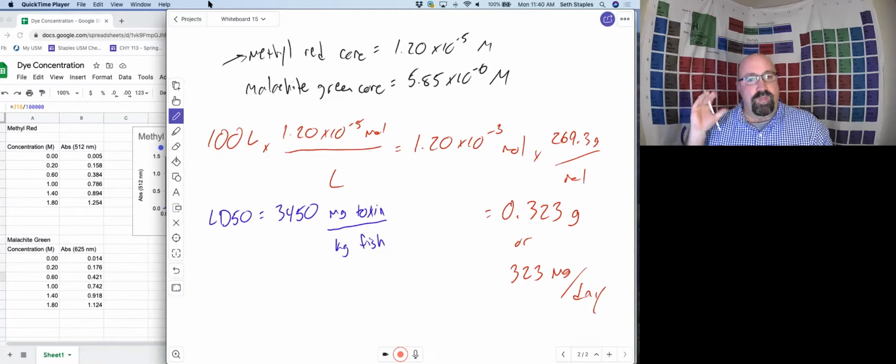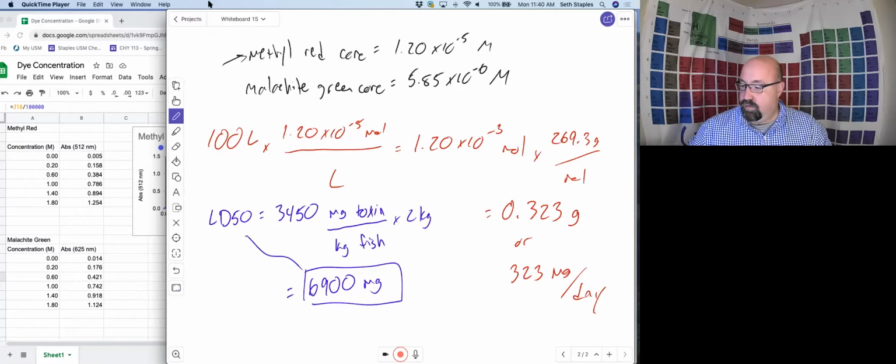And so this is how LD50s are reported. It's how many milligrams of the toxin you would have to take in per every kilogram of weight of the organism. We were told in our case, we're working with a 2 kilogram fish. And so we just want to multiply this then by the 2 kilograms. And we find a lethal dose for our particular fish of 6,900 milligrams.